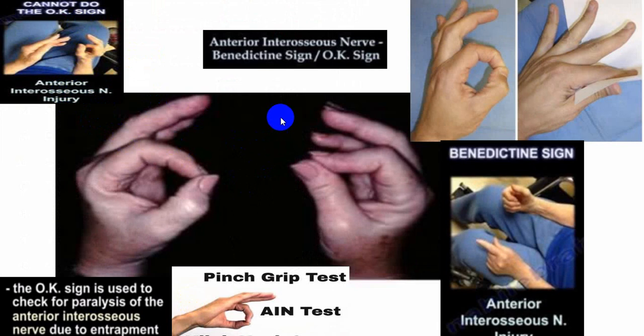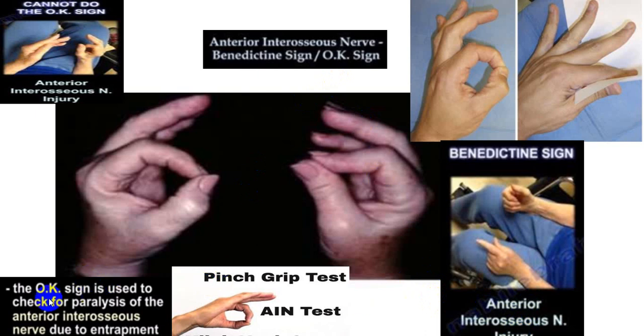And this is also given a name, Benediction sign or OK sign, and that confirms anterior interosseous nerve injury. It is also given the names pinch grip test, anterior interosseous nerve test, or also called the Kiloh-Nevin test or OK sign, and that is going to confirm your anterior interosseous injury.